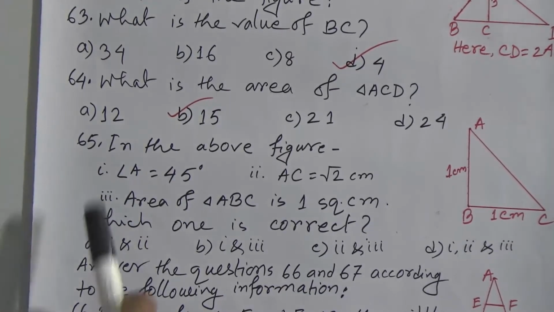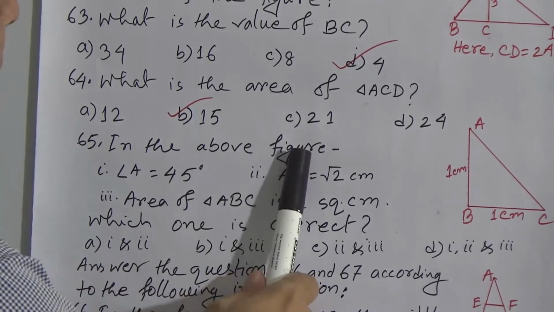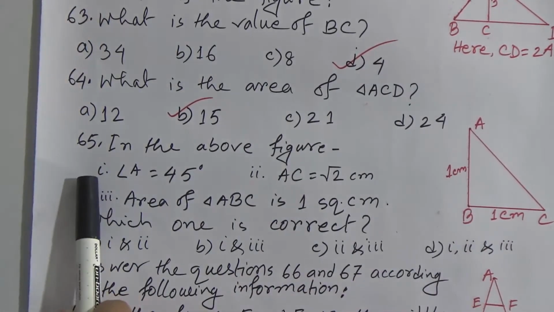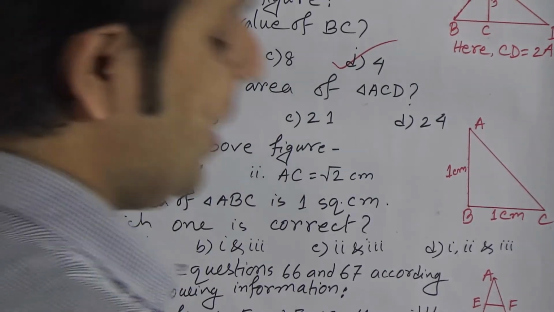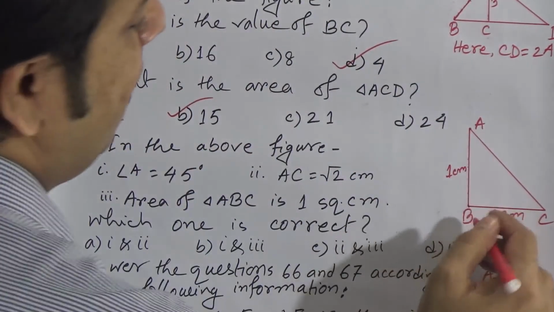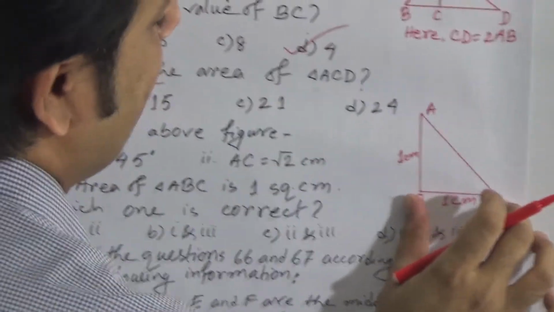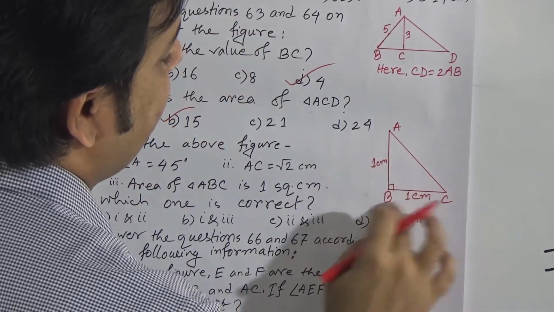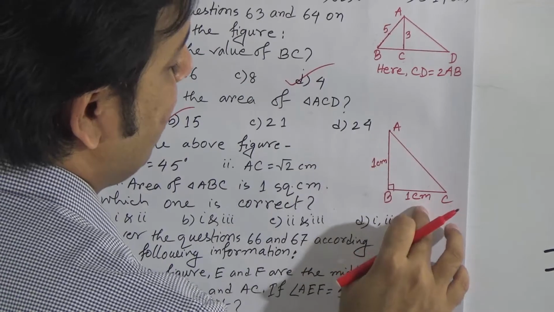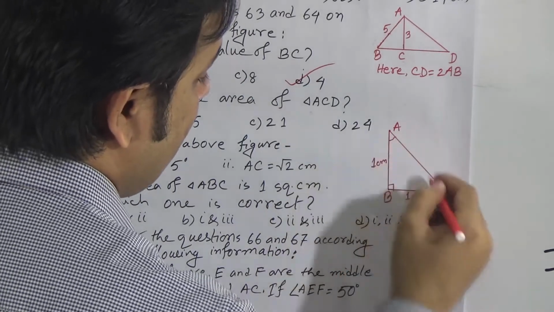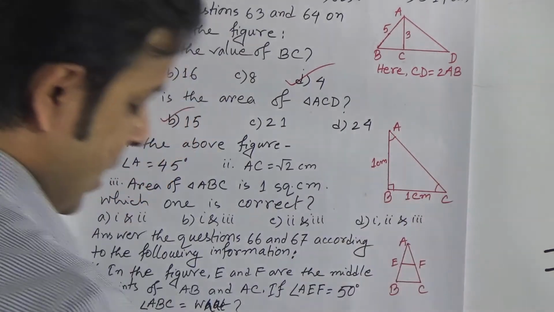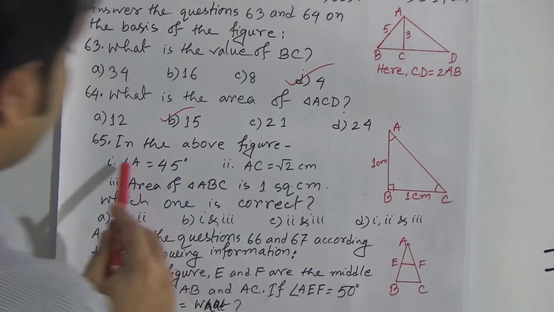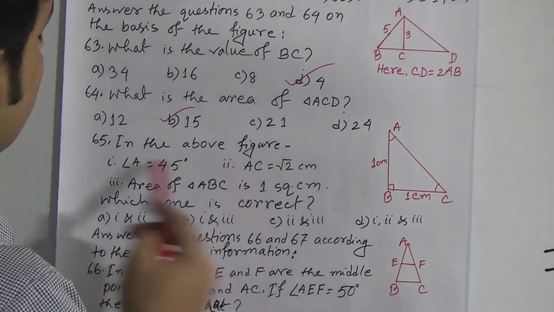Now I have to answer question 65. In the above figure, here is a figure given. In this figure we have to see the first statement, angle A equals 45 degrees. Dear students, now see here the sides AB and BC are equal, as this is a right angle triangle and angle B is a right angle. Here you are looking, AB and BC are both 1 centimeter, so both are equal. So these two angles will also be equal and their sum will be 90 degrees. So each angle will be 45 degrees. So statement 1 is true.